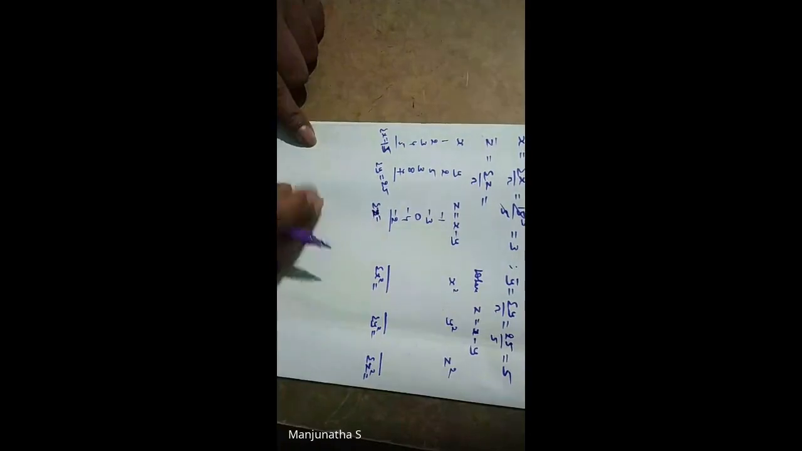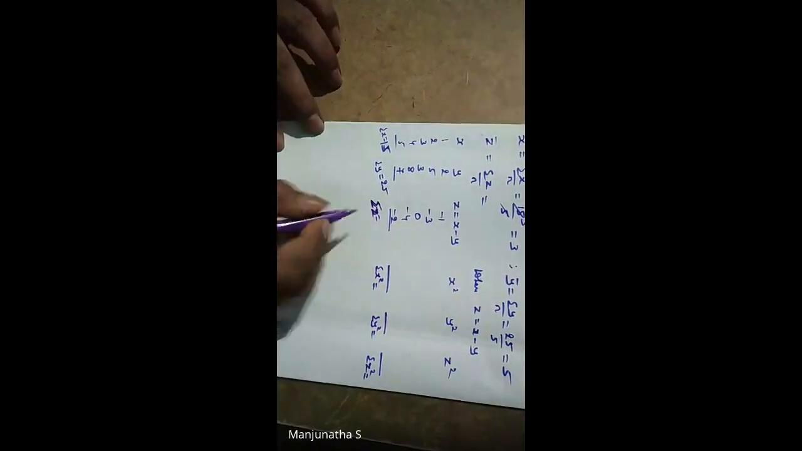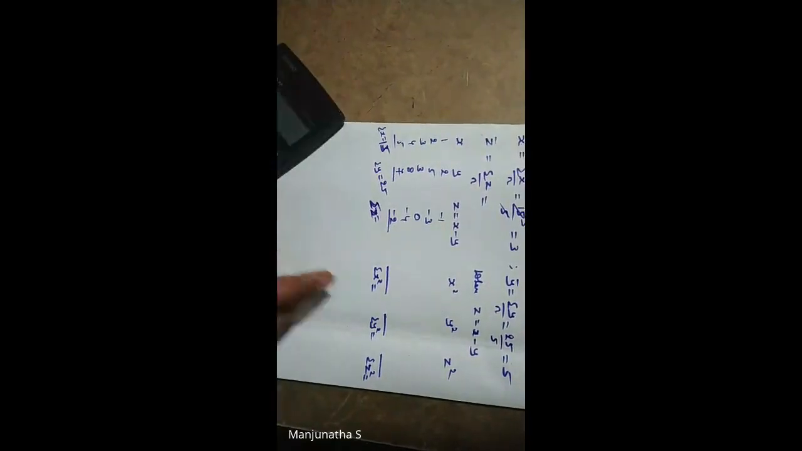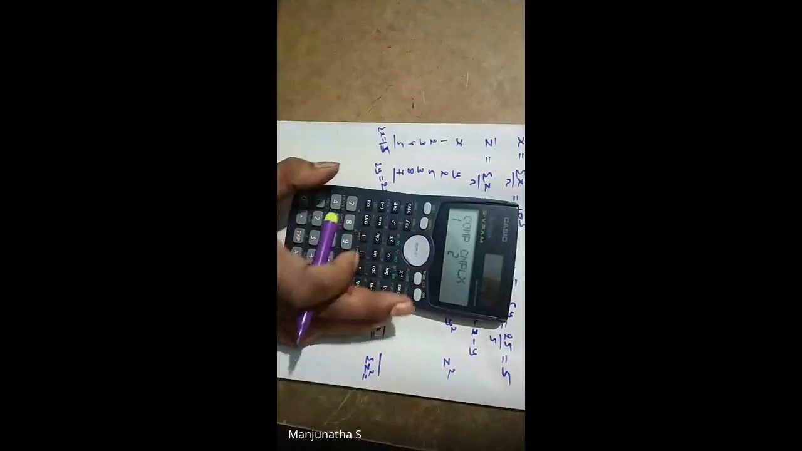Okay, summation z. Z is equal to x minus y. Correct. Summation z. So we'll use the calculator for these two data. First we'll do it.